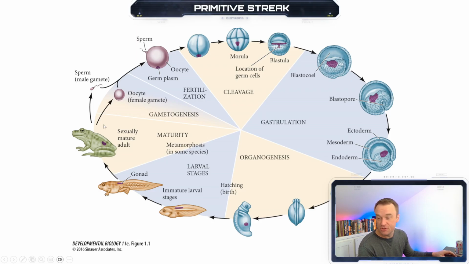So, primitive streak. Let me get my pointer out again. So we are here in gastrulation again. And the primitive streak is kind of like the gateway or the start of gastrulation. It's a crucial structure that forms during early embryonic development in amniotes. Remember, we talked about the amniotic egg earlier in a lecture. So reptiles, birds, mammals. Not all vertebrates, because fish and amphibians aren't included in this, but reptiles, birds, and mammals.